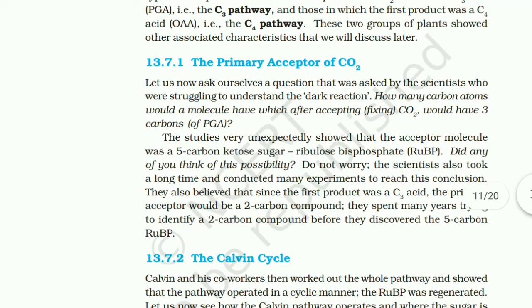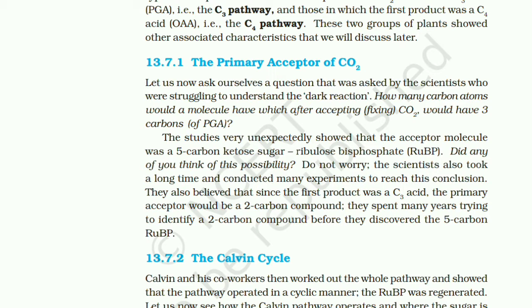13.7.1 The Primary Acceptor of CO2. Let us now ask ourselves a question that was asked by many scientists who were struggling to understand the dark reaction. How many carbon atoms would a molecule have after accepting CO2? It would have 3 carbons of PGA. The studies unexpectedly showed that the acceptor molecule was a 5-carbon ketose sugar, ribulose bisphosphate, that is RuBP.